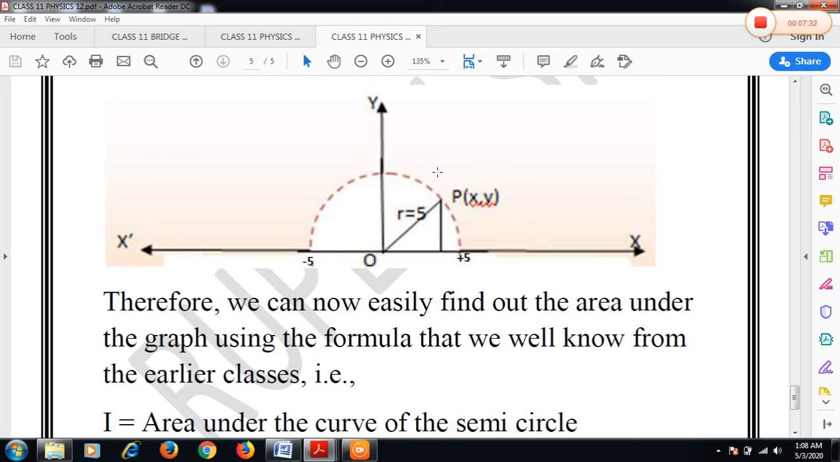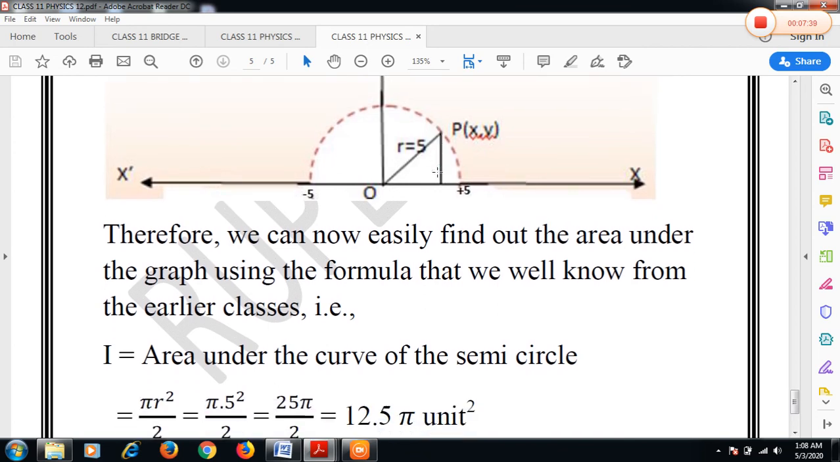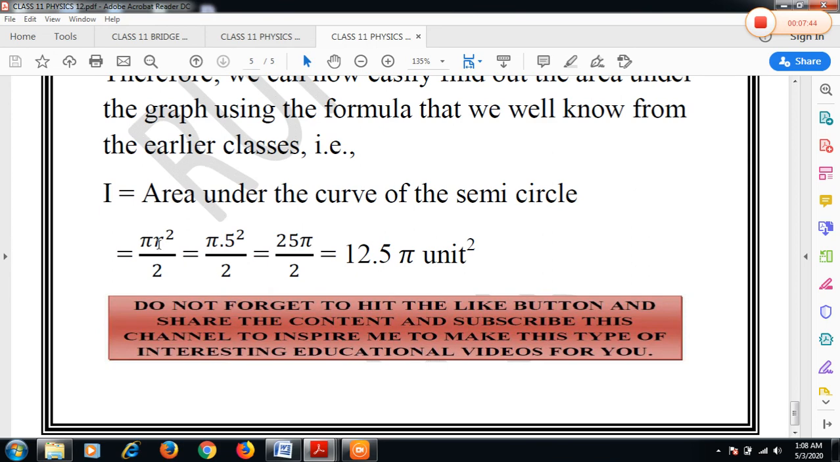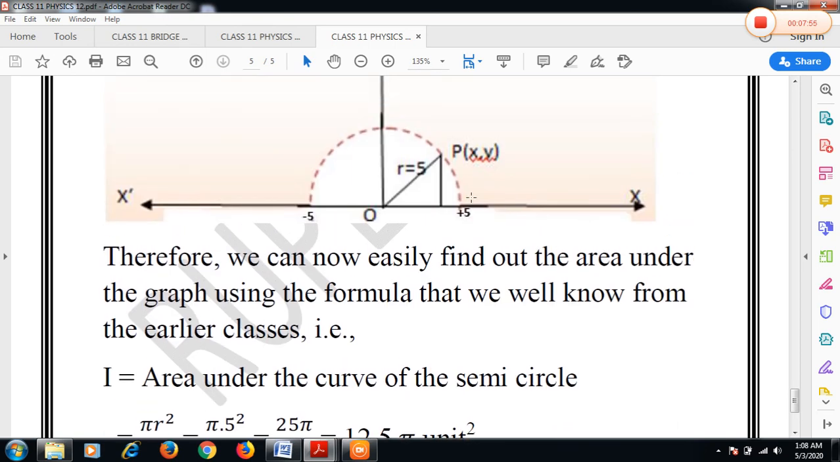Therefore, we can now easily find the area under the graph using the formula that we well know from earlier classes. That is, I equals area under the curve of the semicircle equals pi r square by 2 equals pi into 5 square by 2 equals 25 pi by 2 equals 12.5 pi unit square. Okay students, the radius is plus 5. So we need to calculate the area under this semicircle, that is the white region.